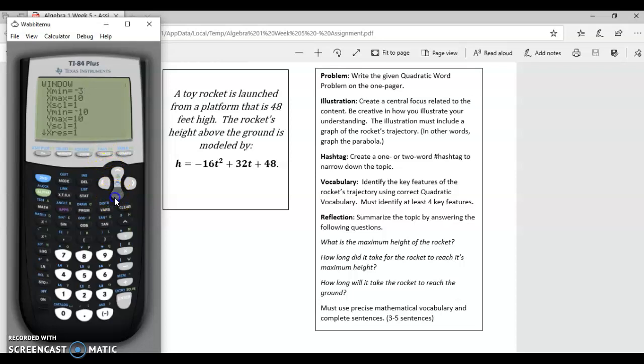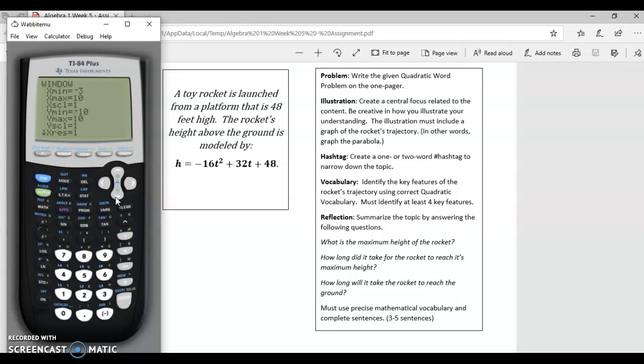And then for my x maximum, I'll just go ahead and leave it at 10, and we'll see what happens in the first 10 seconds after the rocket is shot into the air. And I'll leave my x scale, that's the number of tick marks or the spacing between the tick marks, at 1. Now my y minimum, like we just discussed, this toy rocket is not going to go underground.